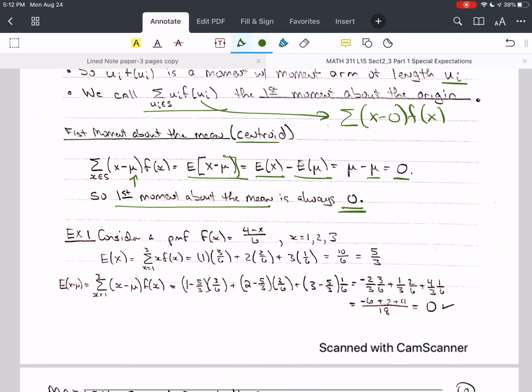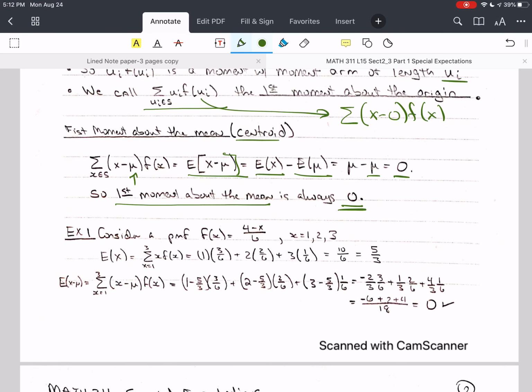So let's do an example. Let's consider the PMF from example 1 in the last section. And it's f of x equals 4 minus x when x equals 1, 2, or 3. I want to take a moment and just say that these things go together. If you give me one without the other, you have not given me the distribution function. So the PMF is this whole thing. Please make sure you do that. I do take off points if you don't include the space because it's really important.